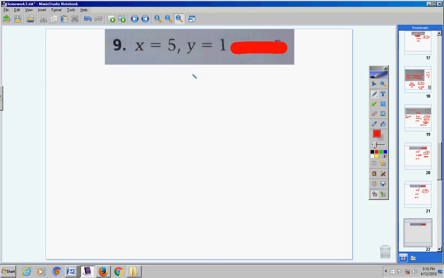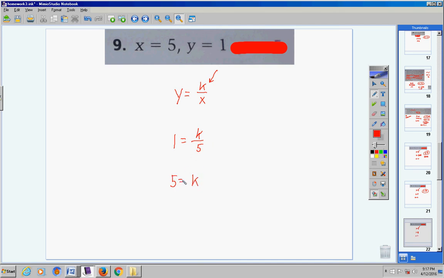So we're dealing with inverse variation. So there's the model I'm going to use. For y, I'm going to substitute 1. We're going to solve for k first. For x, I'm going to substitute 5. Now multiply both sides by 5. 5 times 1 is 5. K over 5 times 5 is k.